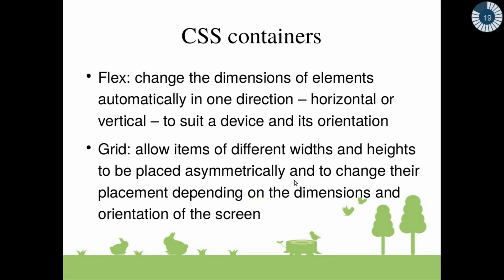To summarize, the flex containers change the dimensions of elements automatically in one direction, horizontal or vertical, to suit a device and its orientation. Grid containers allow items of different widths and heights to be placed asymmetrically and to change their placement depending on the dimensions and orientation of the screen. Though in the example given, none of these extended features were used.